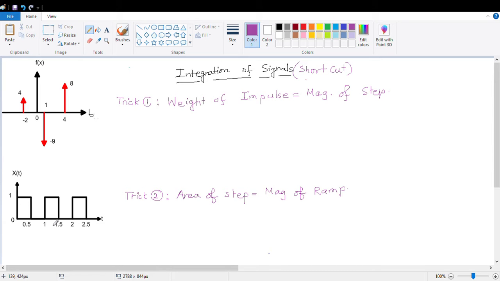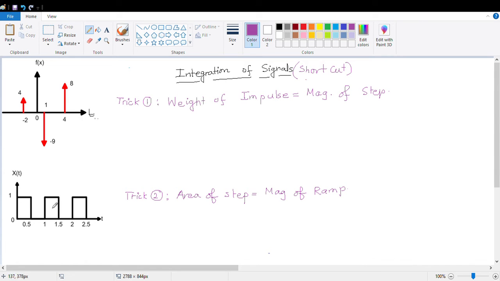These are very important points. Two things you need to remember. If there is an impulse signal, we know the impulse signals are given by their weights. So in this signal, the 4 is its weight, here it is 8. When we integrate the impulse signal, these weights will be converted into the magnitude of a step. We know when we integrate, it will convert into steps. You need to know this to draw the integration of the signal using the shortcut way.